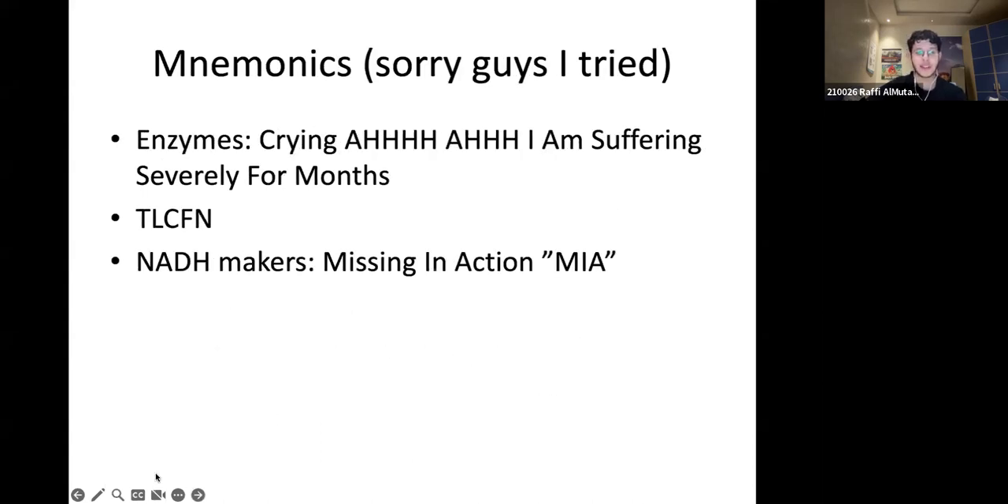And then I tried making you some mnemonics. I'm sorry if they suck, but I know it can be a very lengthy process when you have 30 lectures to memorize, and any mnemonic can help, I guess. I tried giving you some mnemonics, just to make things a little bit easier.